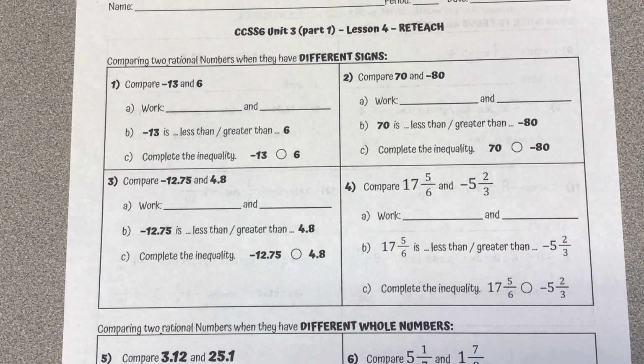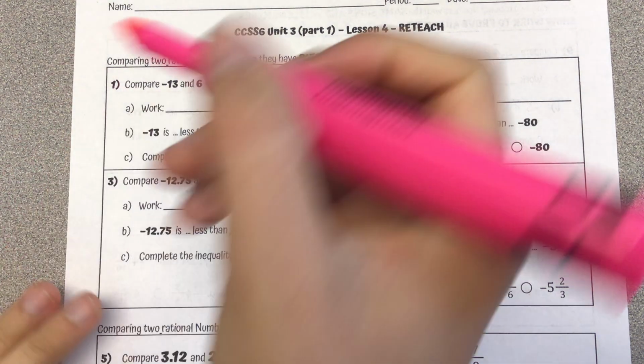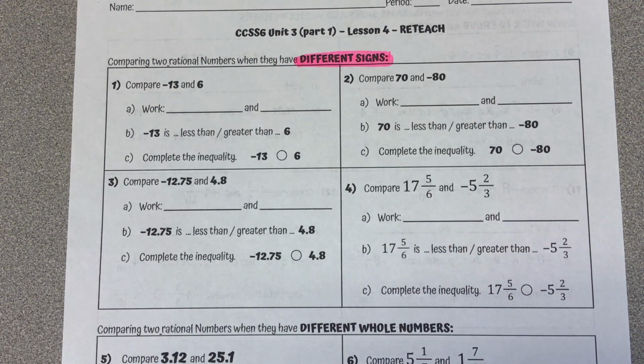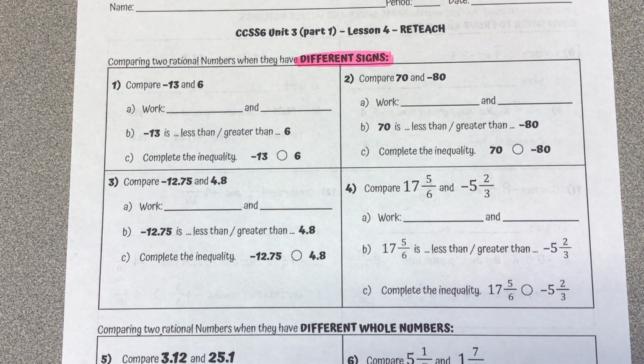Today we are going to take a look at comparing rational numbers again. So we're kind of breaking it down into different sections. First off, here we are comparing two rational numbers when they have different signs. Okay? So what that means is all that we need to be looking at is which one is positive, which one is negative. And we should know that any time that we have a positive number, it's going to be bigger than the negative number.